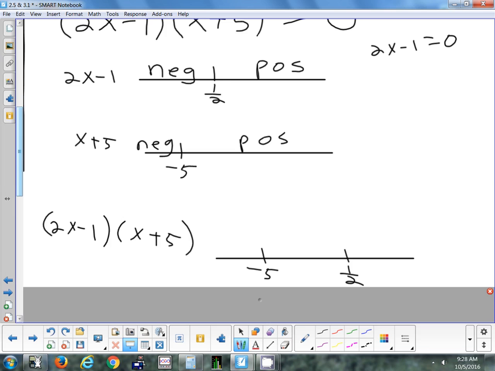So if they started this problem like this, the first thing I would do is that. Move the 5 to the other side. Got to have 0, got to be able to factor.